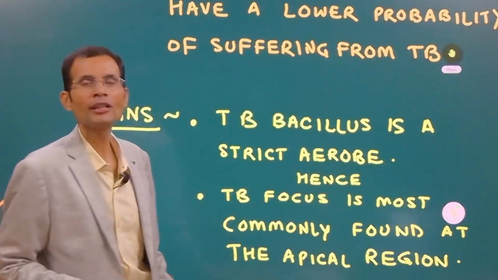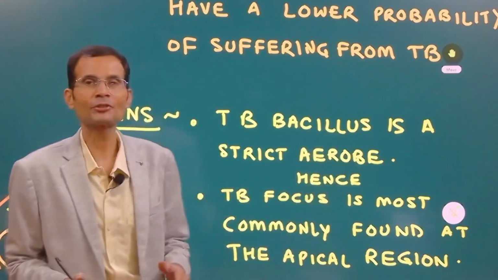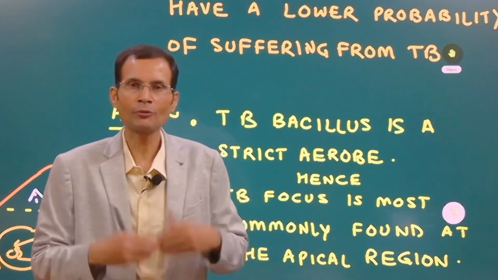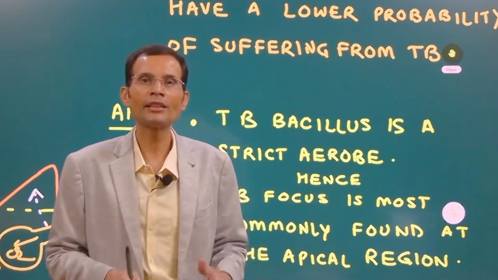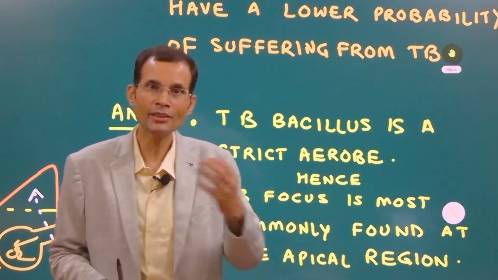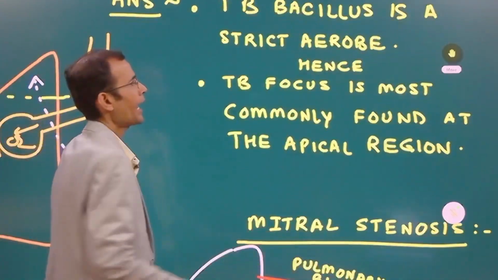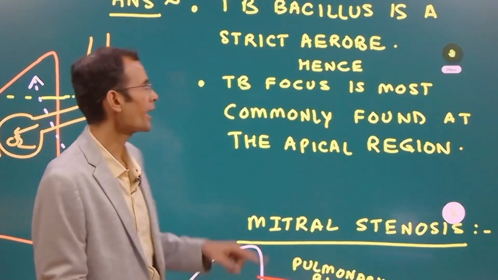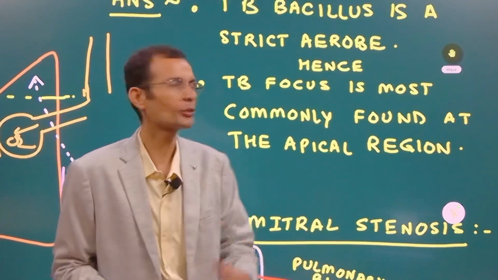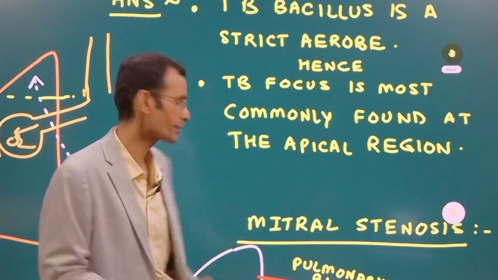First point that you should know is that the tuberculosis bacillus, the bacteria of tuberculosis, is a strict aerobe. That means it survives and thrives and grows under the conditions of aerobic nature, means in the presence of oxygen. It needs oxygen to survive and thrive. That's the point number one. And the second point that you should know is that tuberculosis focus, the lesion of tuberculosis, is most commonly found in the apical region of the lungs.